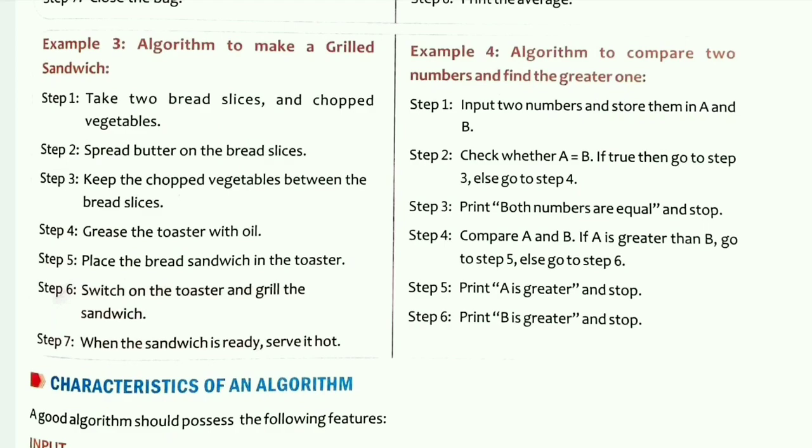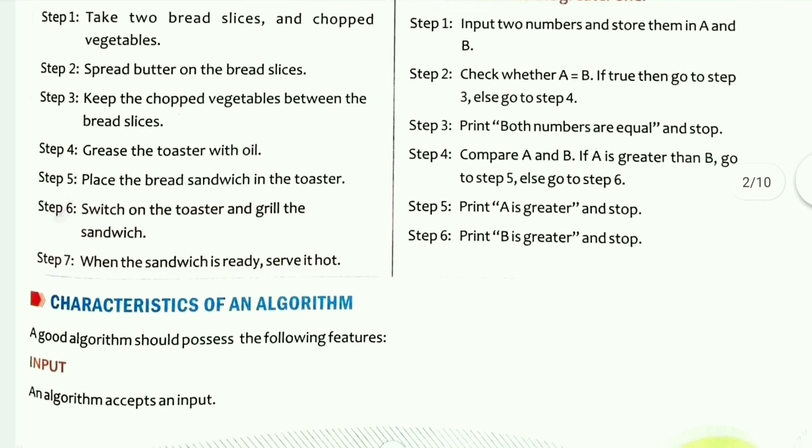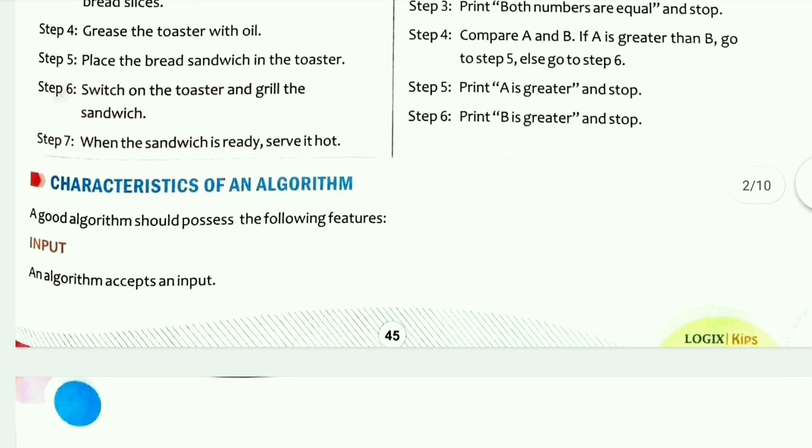And in step 4, compare. Now you have to compare which one is greater. Compare A and B. If A is greater than B, go to step 5, else go to step 6. In step 5, you have to print A is greater and stop, else in step 6, you have to print B is greater and stop. So these are some examples of how to write the algo.